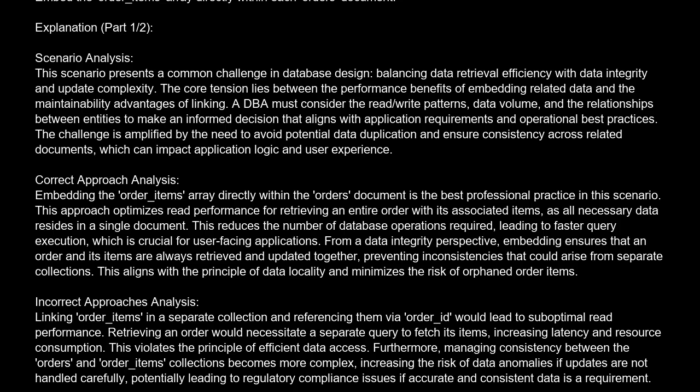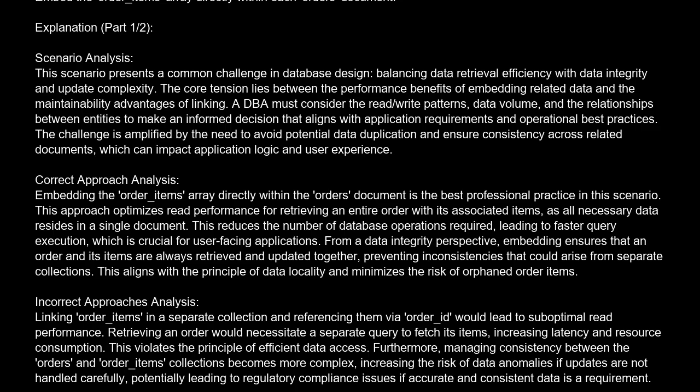Incorrect approach analysis. Linking order items in a separate collection and referencing them via order ID would lead to suboptimal read performance. Retrieving an order would necessitate a separate query to fetch its items, increasing latency and resource consumption. This violates the principle of efficient data access. Furthermore, managing consistency between the orders and order items collections becomes more complex, increasing the risk of data anomalies if updates are not handled carefully, potentially leading to regulatory compliance issues if accurate and consistent data is a requirement.